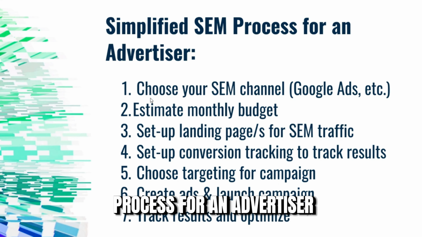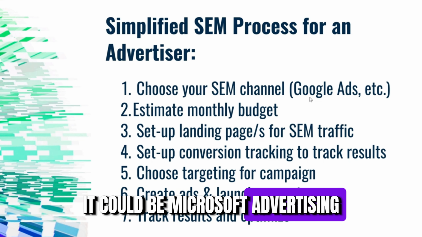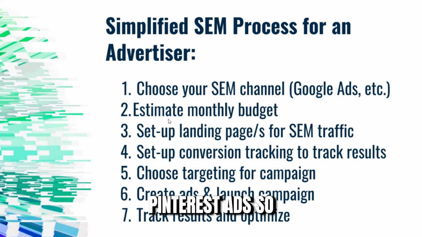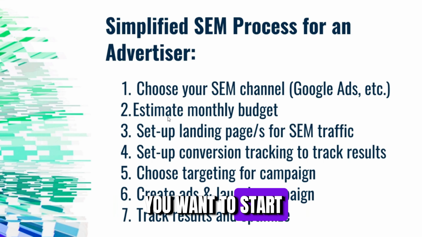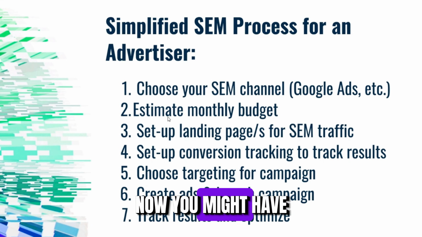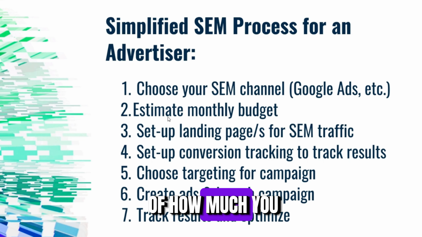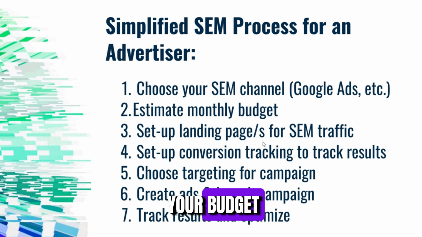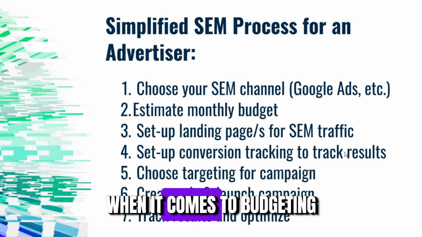Next, the simplified SEM process for an advertiser. So first, what you want to do is choose your channel. So that could be Google Ads, it could be Microsoft Advertising, it could be Amazon Advertising, it could be eBay Advertising, Pinterest Ads. So I'll show some examples of ads in all those different channels, but that's really where you want to start. You want to estimate your monthly budget. Now you might have to split your budget between multiple channels, but really what you want to do is make sure you have an idea of how much you want to spend per month. Even if you're just starting with a test budget, you can always change your budget. It's very easy to increase, decrease, or just stop your ads altogether when it comes to budgeting.